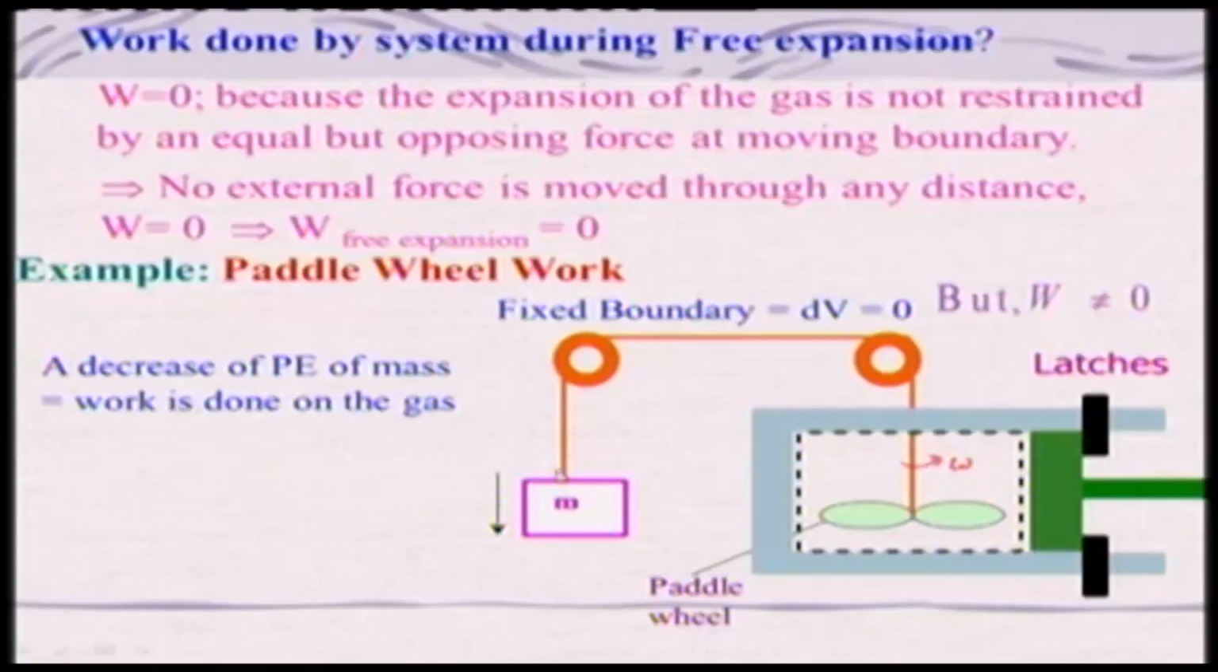Am I right or wrong? Work done will be 0 or not, or will it be finite? Actually, it will be definitely finite, because, as I told earlier, this mass is changing its position, going downwards, so therefore there will be a decrease in the potential energy of the mass. That means work is done on the gas.